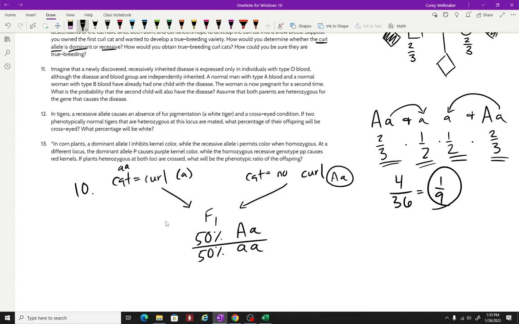Because 50% of the kittens will be big A, little a, and 50% of the kittens will be little a, little a. And again, all of these little a, little a curly kittens, I said I was going to use R, but then I went back to using A, they'll be true breeders, right? If the cat is homozygous dominant, then all of the cats are going to show no curl, right? But then if this is the case, I just breed these, and I get my 3-to-1 ratio.